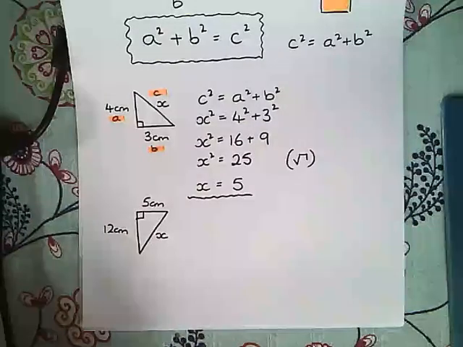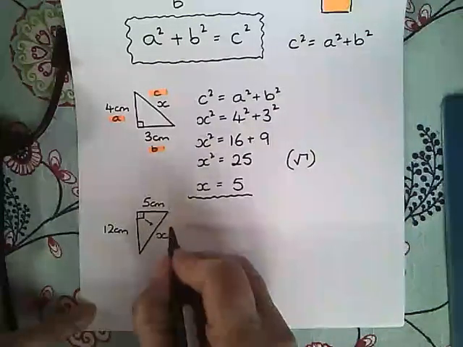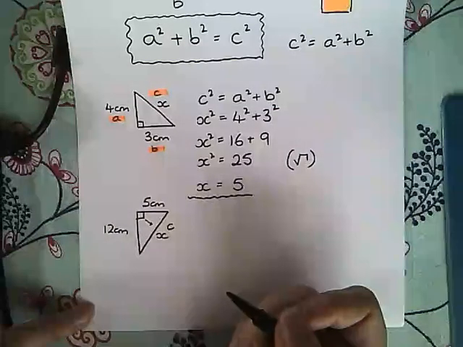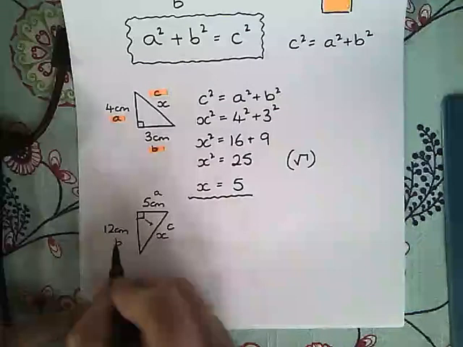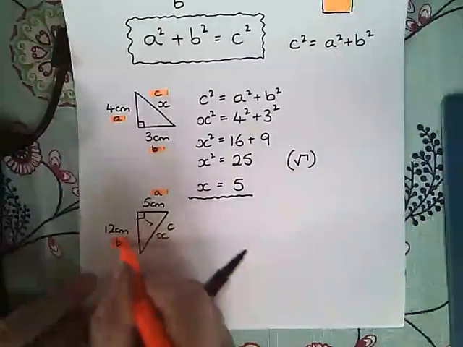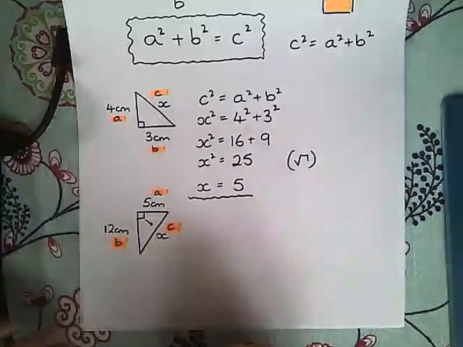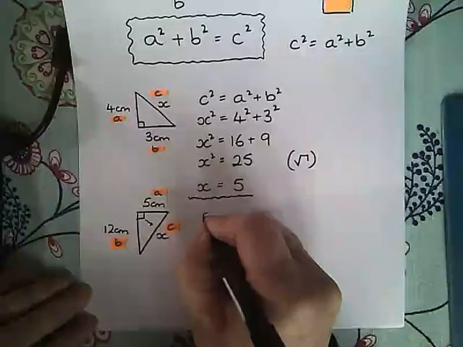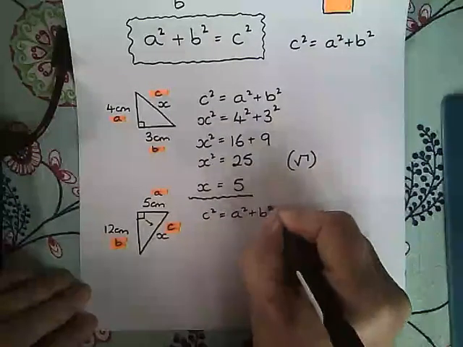C is the one we always label first. That's pointed to by the right angle. So this is C. And then it does not matter which way round A and B are. So I'm going to call that one A and that one B. And this time I'll use my highlighter and work out which one is which so they all stand out. Then we write down Pythagoras theorem again. C squared equals A squared plus B squared.